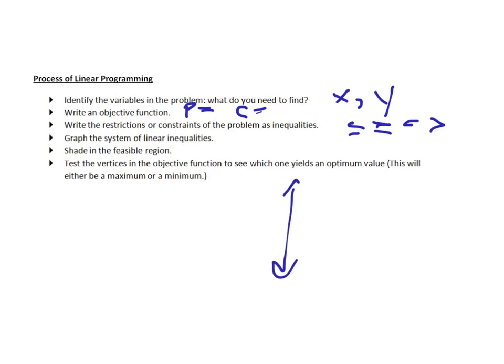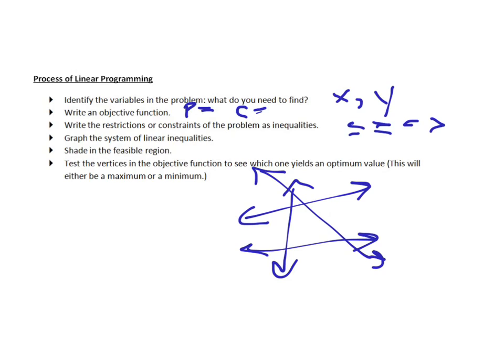So we're going to be graphing lots of different equations, inequalities, right? And then the feasible region, right? You know that each one of these would be shaded on one side or the other, and then you should end up with kind of a boxed-in region where those would all overlap. And then finally, we'll test the vertices in the objective function to see which one yields an optimal value.